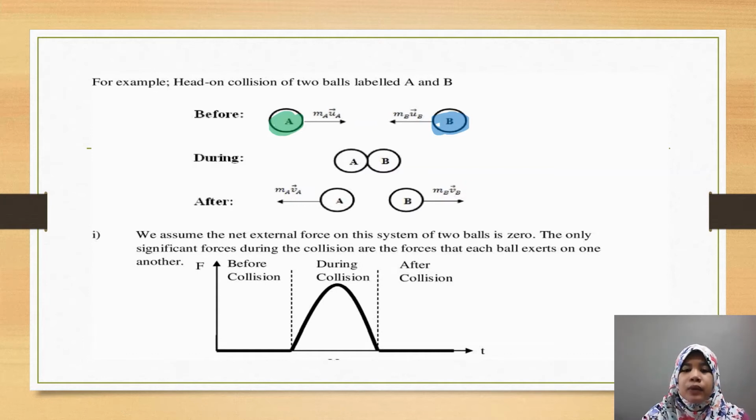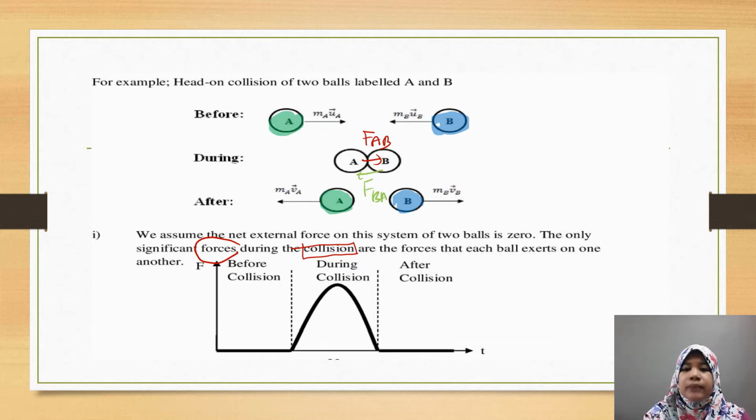Okay, apa berlaku after collision? Okay, ball A move to the left, if you can see the arrow. Alright, ball B move to the right. Okay, so kita assume tadi external force of the two ball is 0. Alright, so kat sini the only significant force yang berlaku hanyalah during the collision only. Sebab apa? Sebab kita ada force di sini, which is kita ada force by A on B, and then kita ada force by B on A.